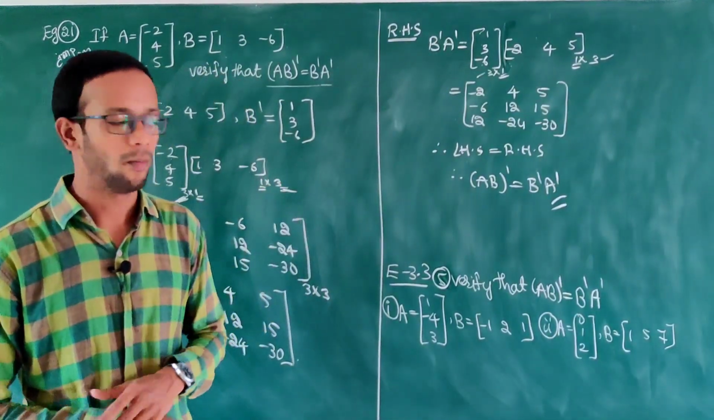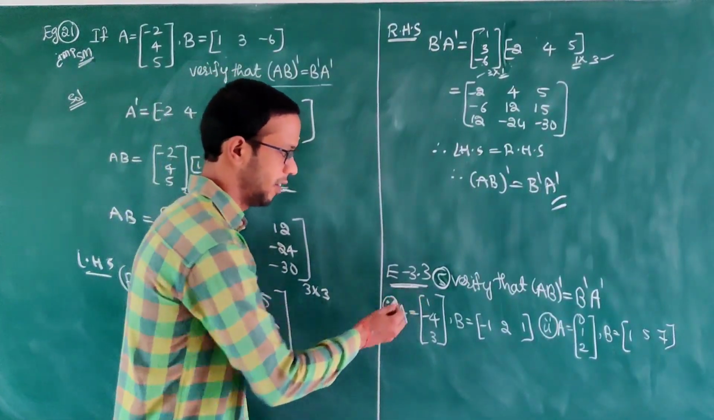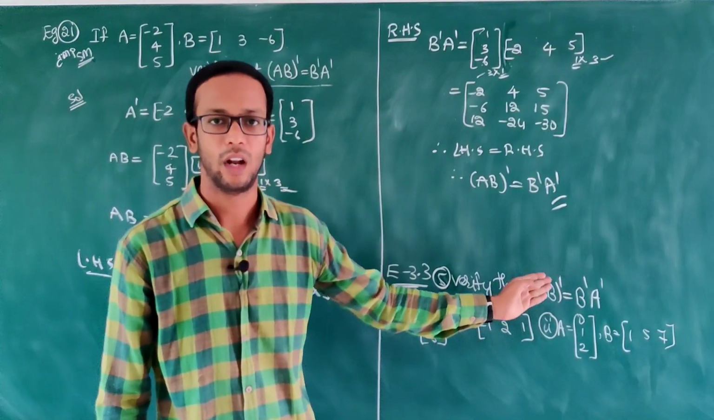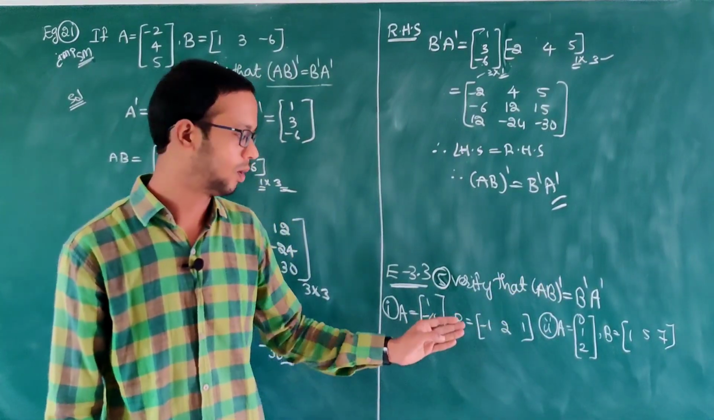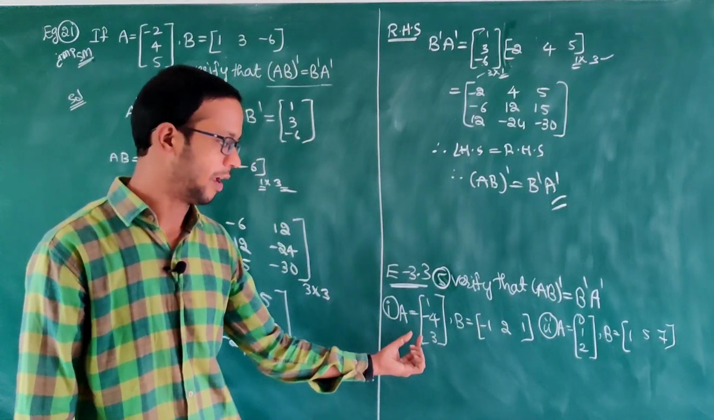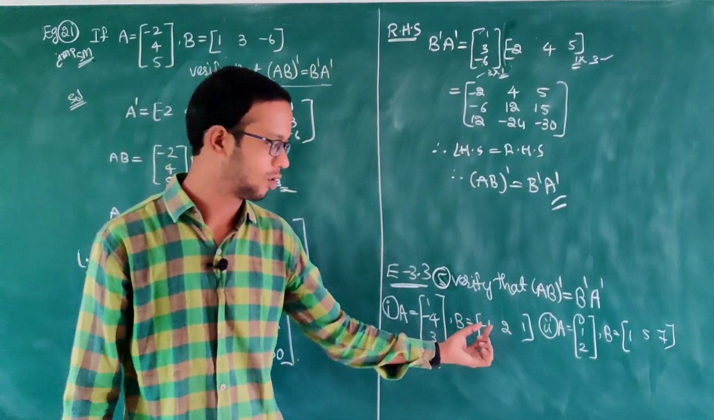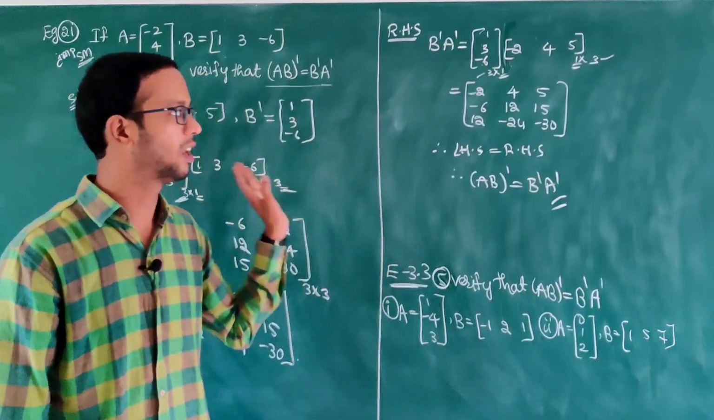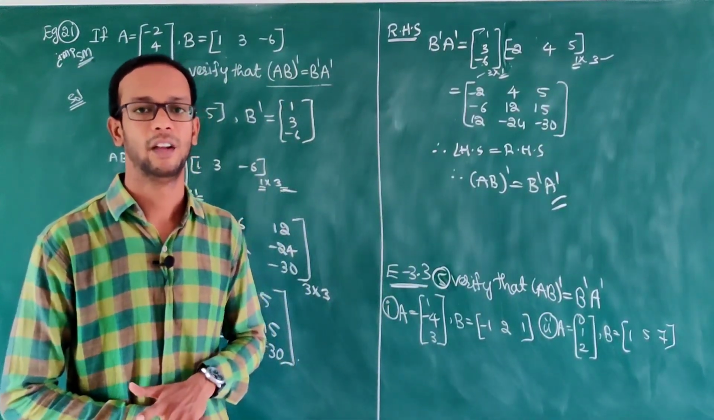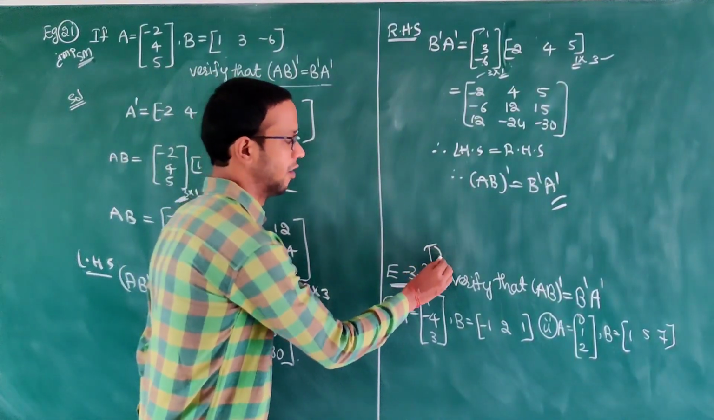A similar problem is in exercise 3.3, which I wrote here already. The 5th question: verify that (AB)' is equal to B'A'. Problem number 1 and problem number 2 are there too. Same, column matrix, row matrix, column matrix, row matrix. Simplify in a similar way, LHS is equal to RHS, and you will compulsorily get the total. Try yourself.